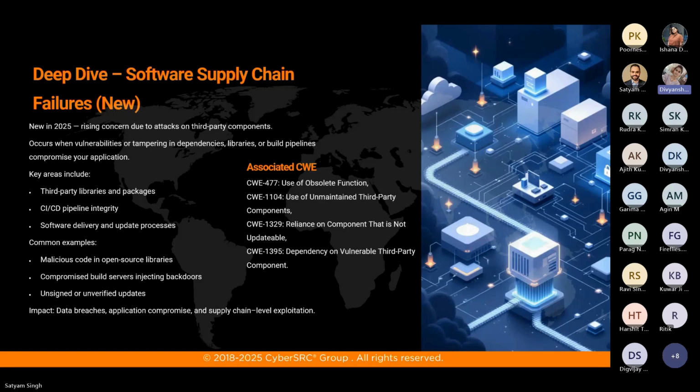Then there is the software delivery and update process. Whenever a new update comes to the market and we just download it without even checking whether it is secure or not, that is basically what software supply chain means. Let me give you real world examples. The first example is malicious or backdoor code inside an open source package. The second is a compromised build server injecting malware into the application. The third is unsigned or unverified updates being pushed into production. All of these scenarios come into this category.